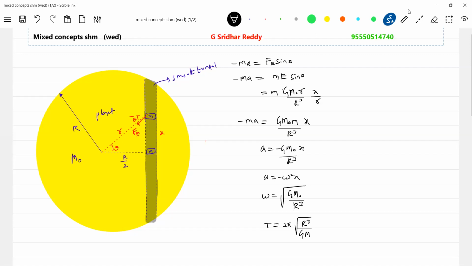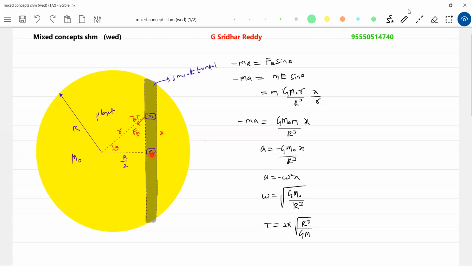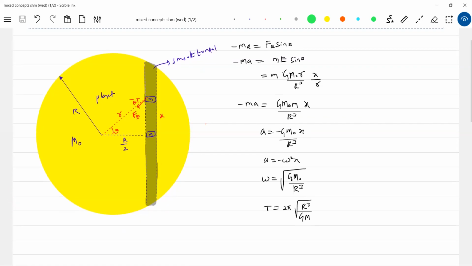So does this time period depend upon this R by 2? So this is like a tunnel, no? Or you can say in mathematics, you call this a chord. Am I right? This you call a chord. Does it depend upon where the chord is located? So either if it is here or here, the time period is going to be same.